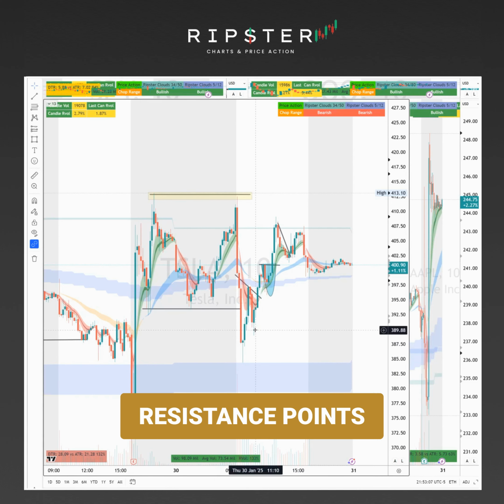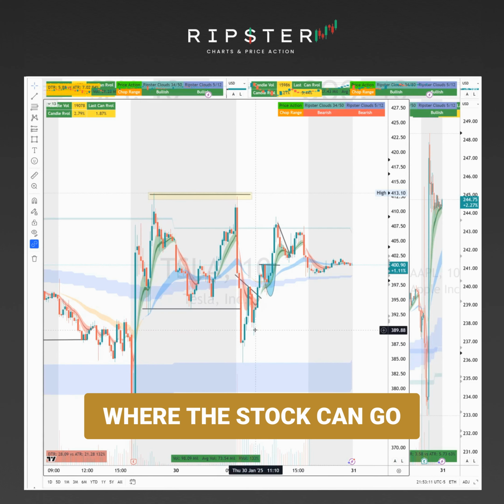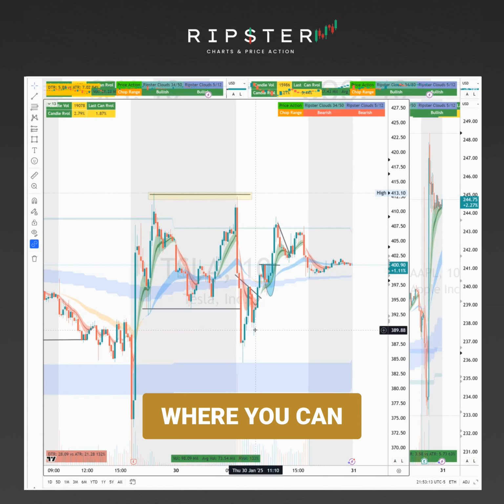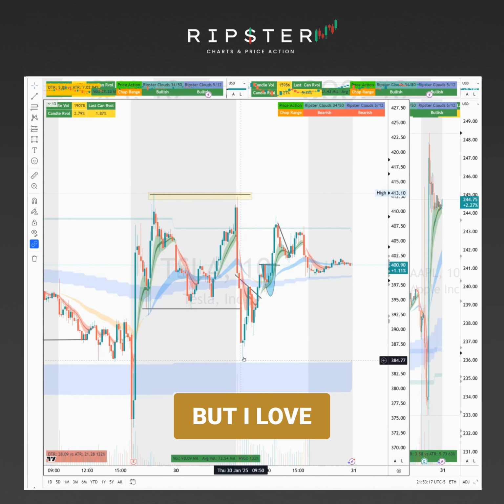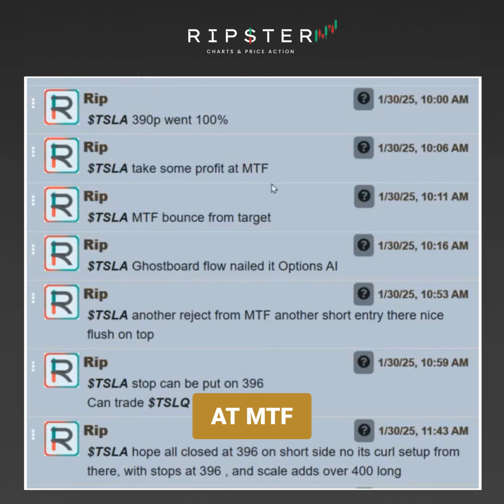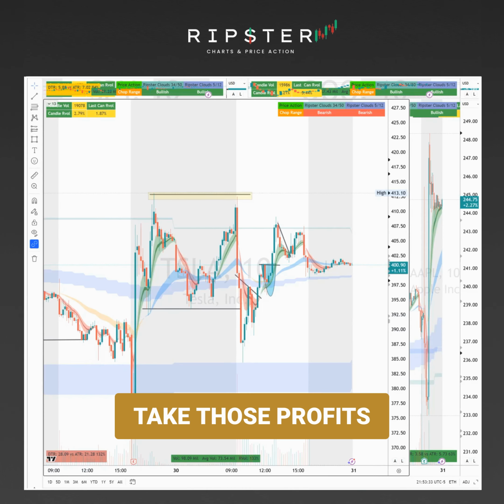You have your resistance points, support points, you have a high probability till where the stock can go, where you can buy the calls, where you can buy the puts. I personally don't trade these, but I love hammer candles. Hammer candles are good if you get a good entry, but I definitely told everyone to cover into the MTF clouds. Take some profits at MTF. Always tell everyone, take those profits at MTF clouds.